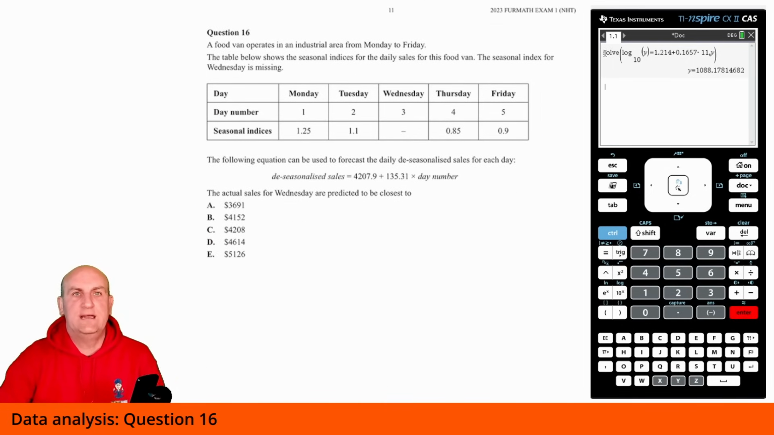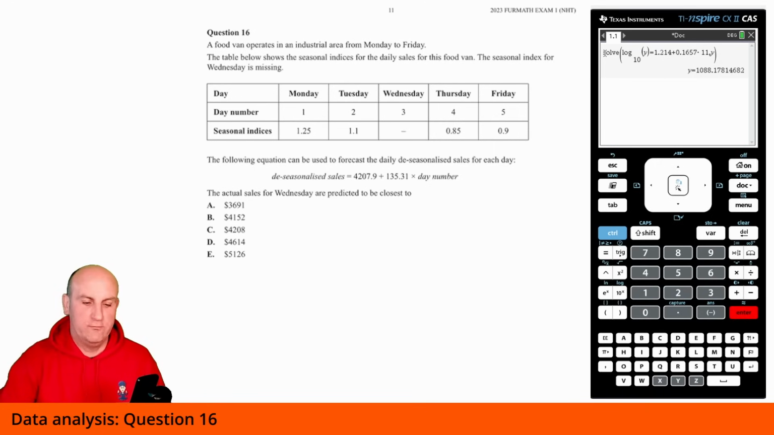A food van operates in an industrial area from Monday to Friday. The table below shows the seasonal indices for the daily sales for this van. The seasonal index for Wednesday is missing. The following equation can be used to forecast the daily deseasonalized sales for each day. The actual sales for Wednesday is.